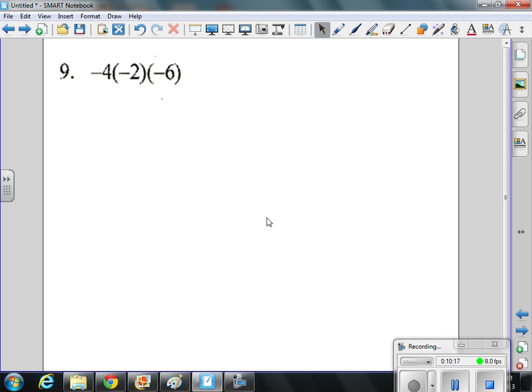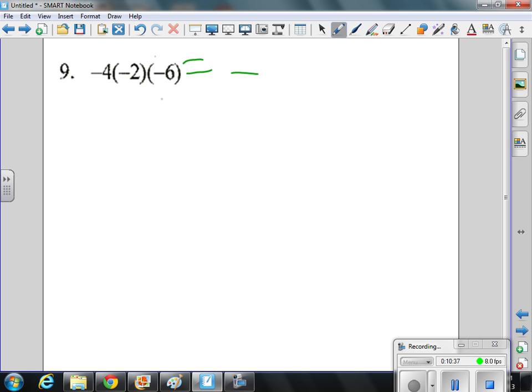Number 9, the operation in this problem is multiply. Let's negotiate the signs first. What is a negative times a negative? Hopefully you have said positive. What's a positive product times a negative? And I hope you are saying negative. So my solution so far is going to be negative something.